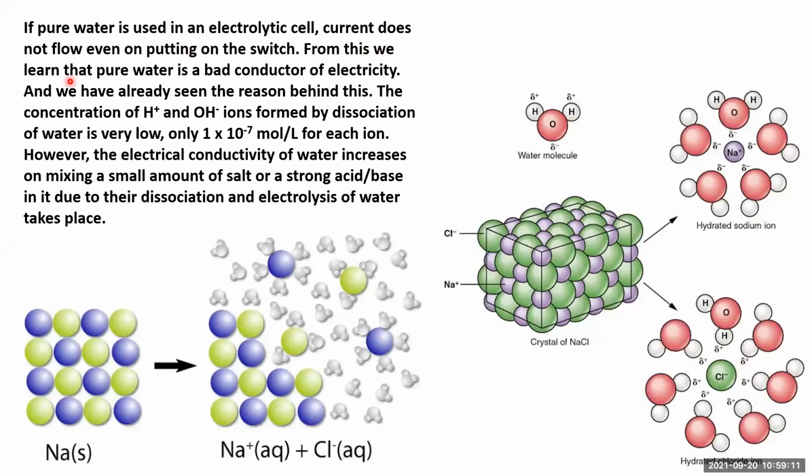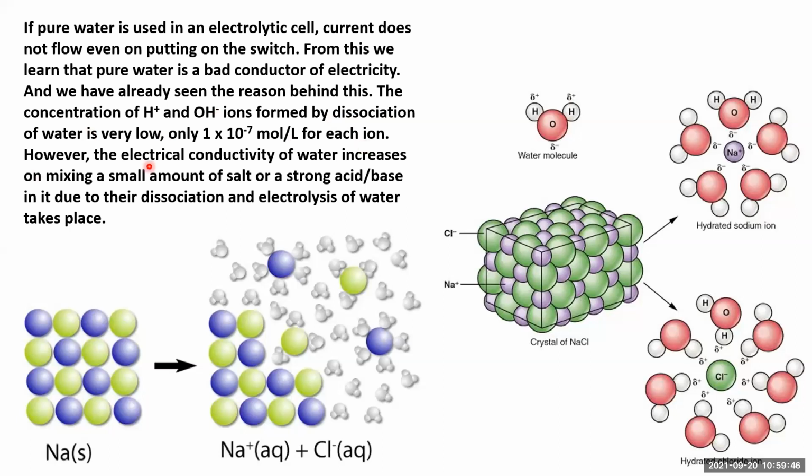From this, we learn that pure water is a bad conductor of electricity, and we have already seen the reason behind this. The concentration of H plus and OH negative ions formed by dissociation of water is very low, only 10 raised to power minus 7 mole per liter. It means they get separated from the molecule very little. They do not get separated from their neutral molecule.